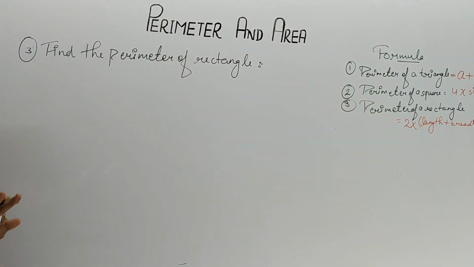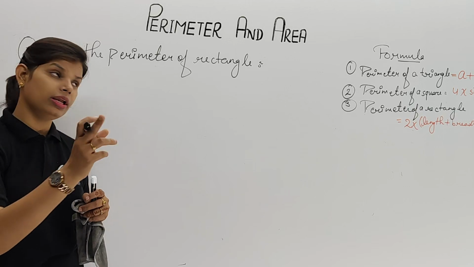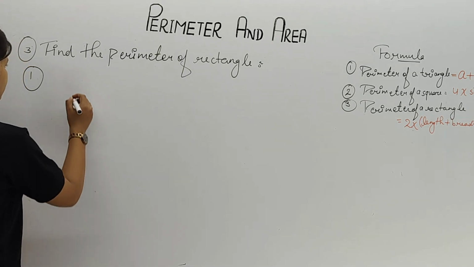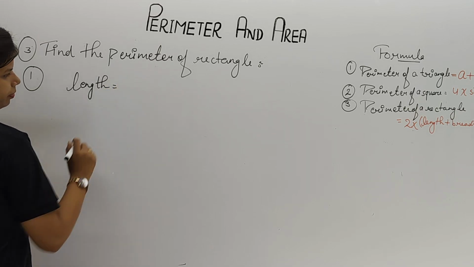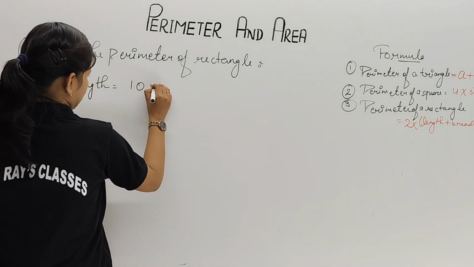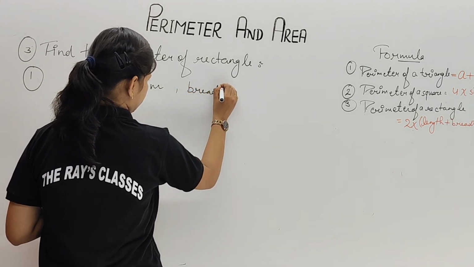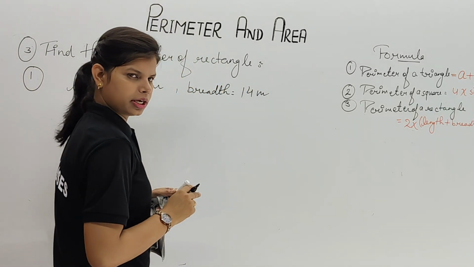Clear? Understood? So your first question is given here. Like your questions are 15 meter or 16 meter or 14 meter. If only one measurement is given, you can understand that we only have to find the perimeter of a square. But if both length and breadth are given, if it is given length equal to 10 meter and breadth equal to 14 meter. Clear now, children?